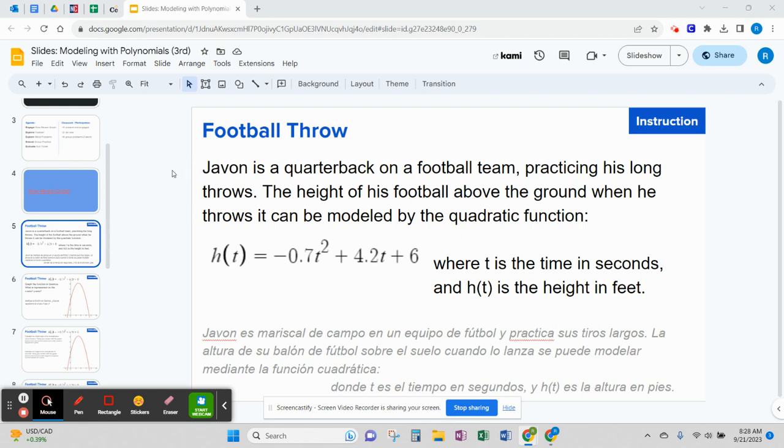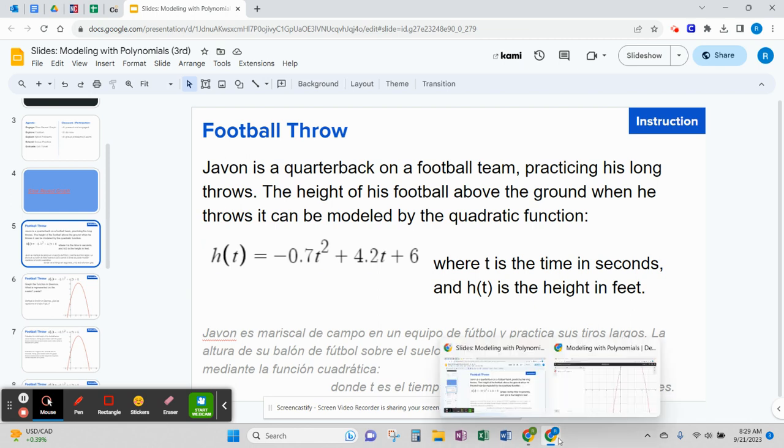So this first one's dealing with football throwing. Javon is a quarterback on a football team practicing his long throws. The height of his football above the ground when he throws it can be modeled by the quadratic function h of t equals negative 0.7 t squared plus 4.2 t plus 6, where t is the time in seconds and h is the height in feet.